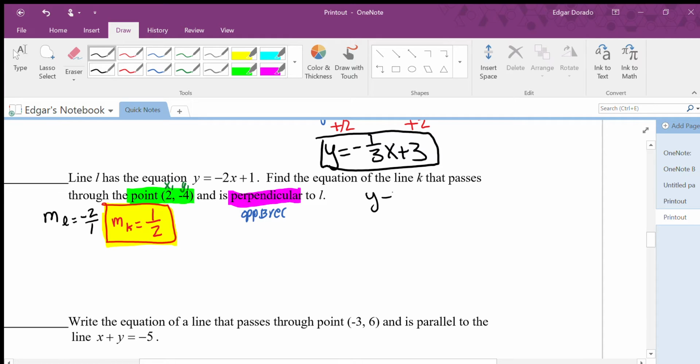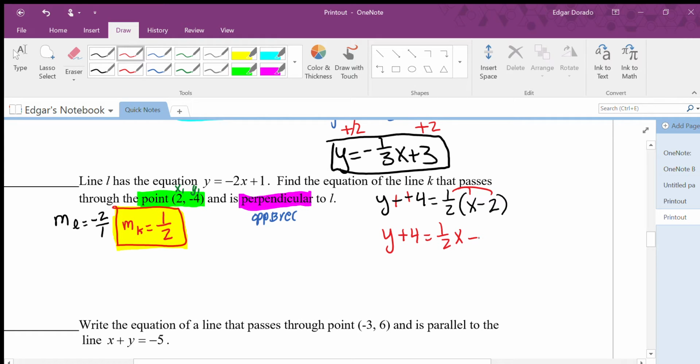This is y minus y1, which is a negative 4, and then m times x minus my x1, which is 2. Notice this turns into a plus here, and I can distribute those out now. So this gives me y plus 4 equals 1/2 x minus, and that is a 1. 1/2 times negative 2 is a negative 1. Please go ahead and double check that on your calculator.